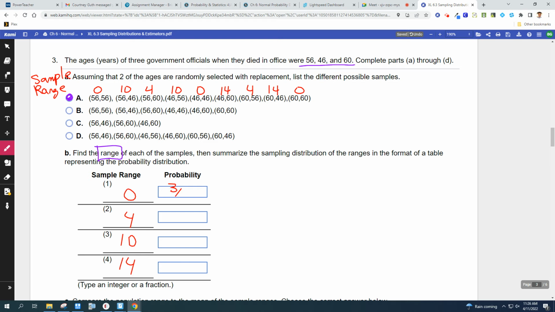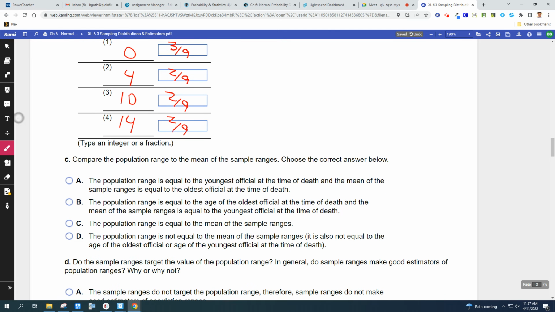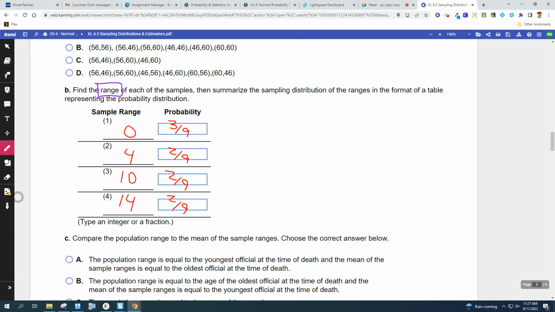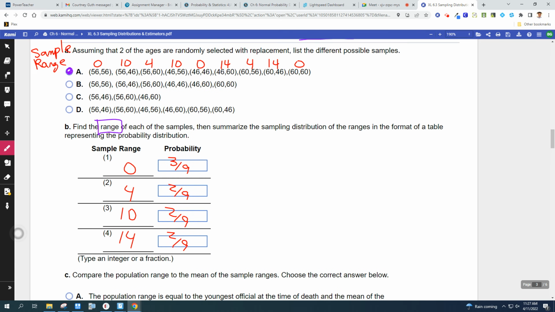Probability, I've got 3 of these, 2 of these, 2 of these, and must be 2 of these. There's my distribution. So then compare the population range to the mean of the sample ranges. So we want to find that mean of the sample.